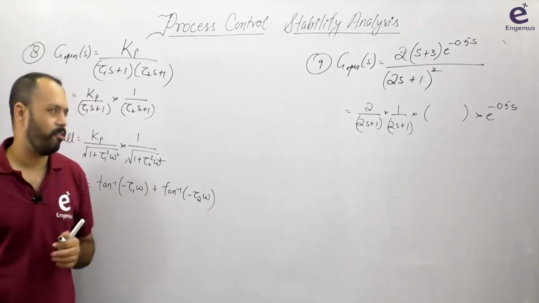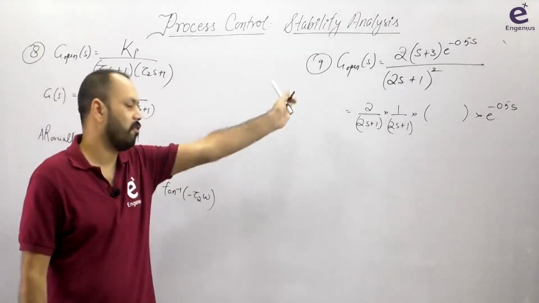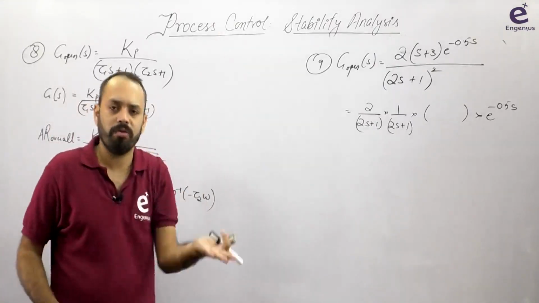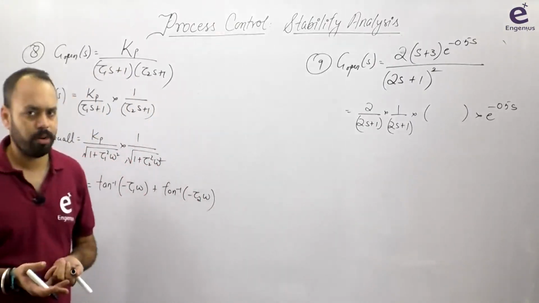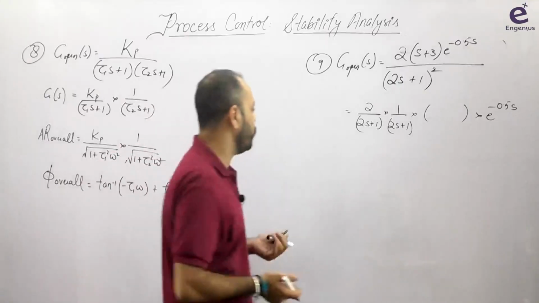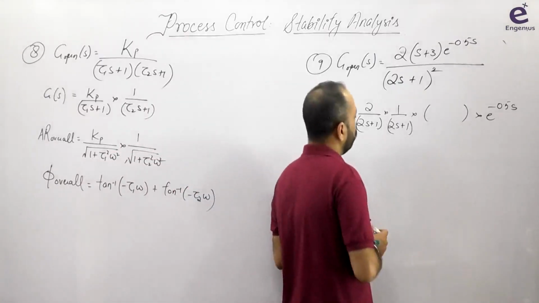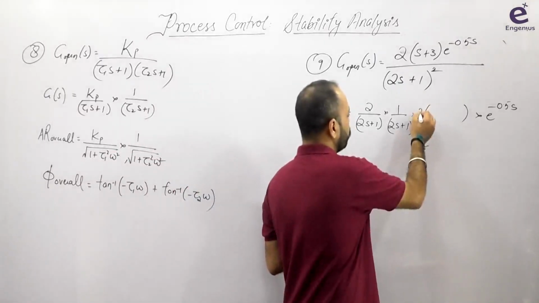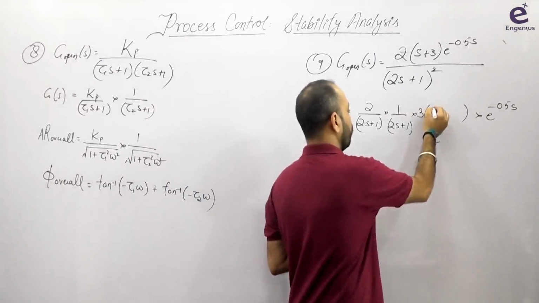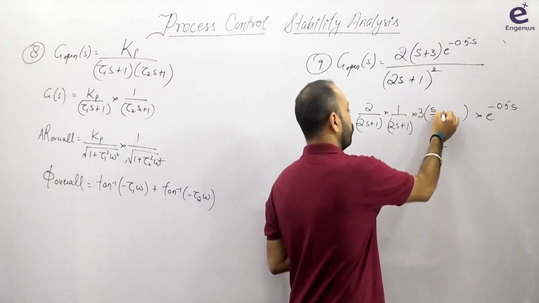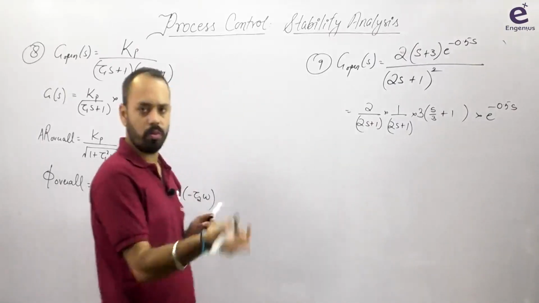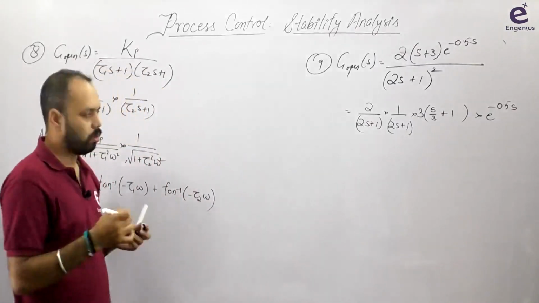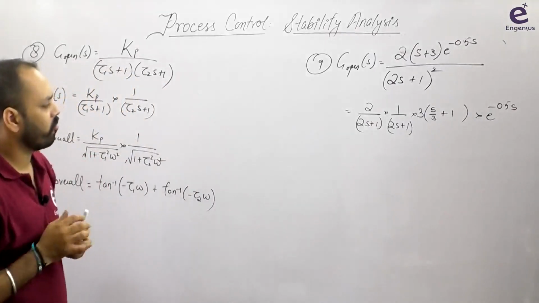S plus 3, we can consider. Don't compare this with a process. I don't know whether you will be able to do or not. But you know, this kind of transfer function is there for a PD controller. So for the PD controller, what I can do, suppose you take 3 common. This will be S by 3 plus 1. Is it okay? Kc into tau d s plus 1.